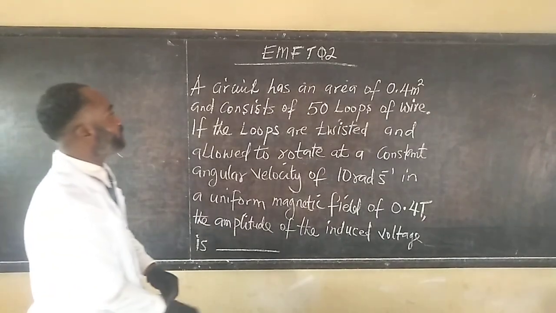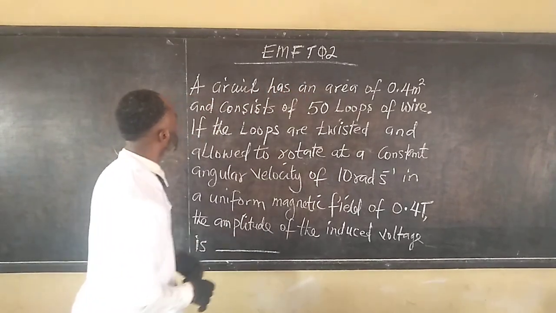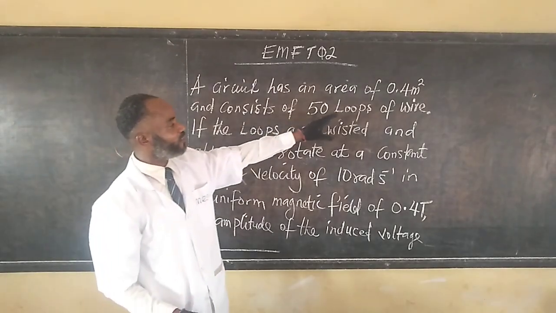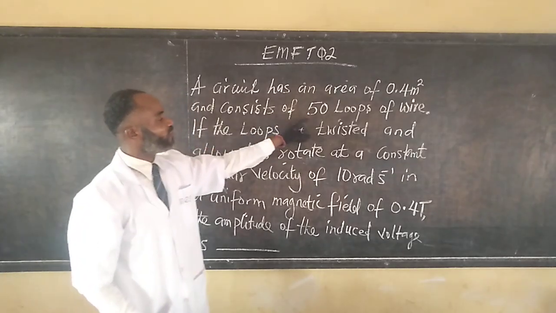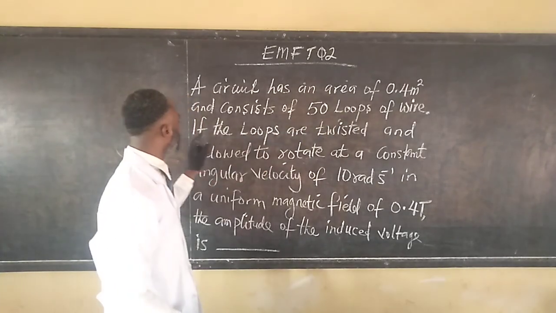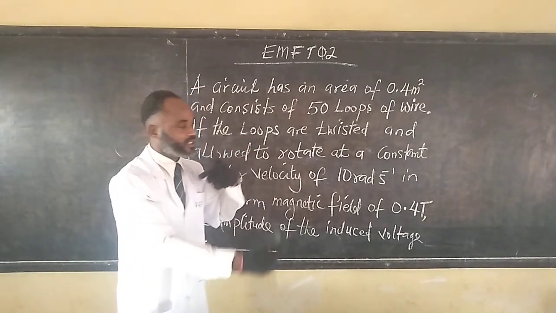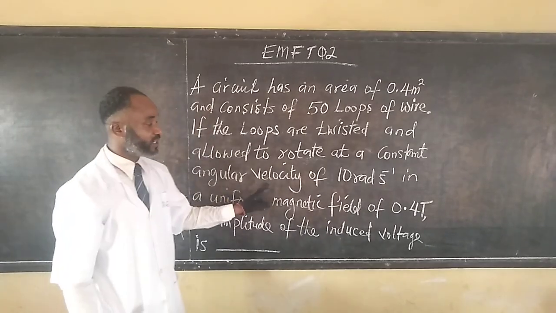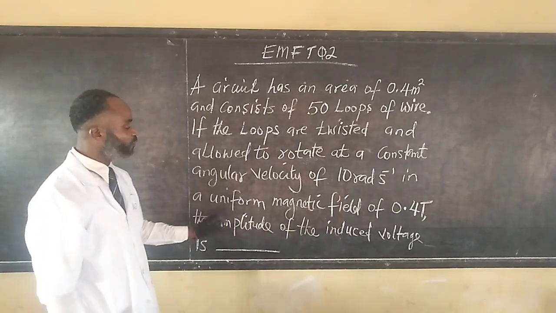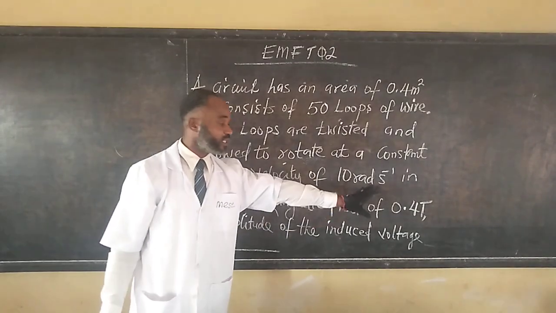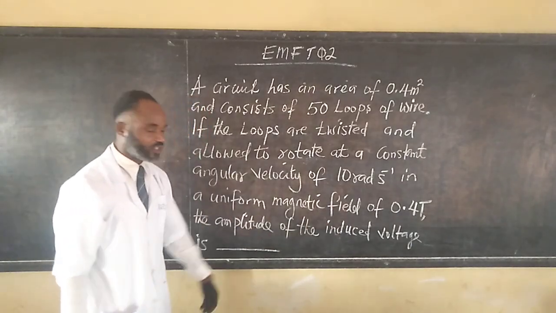Second question on electromagnetic field transformer, question number 2. Let's look at this. A circuit has an area of 0.4 meters squared and consists of 50 loops of wire. If the loops are twisted and allowed to rotate at a constant angular velocity of 10 radian per second in a uniform magnetic field of 0.4 Tesla, the amplitude of the induced voltage is dash.